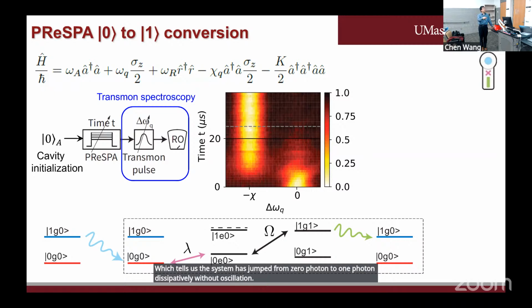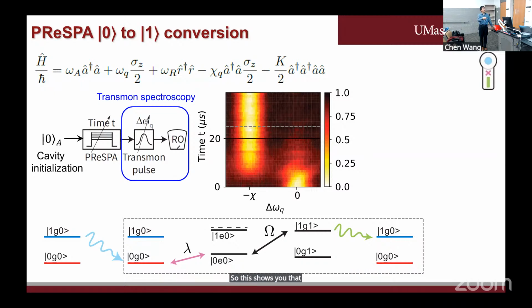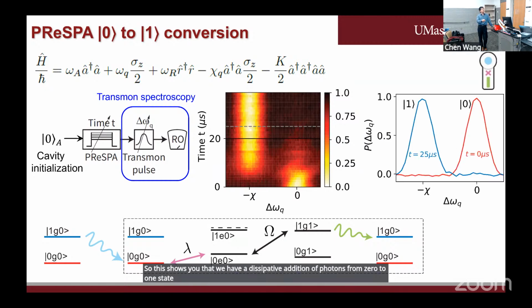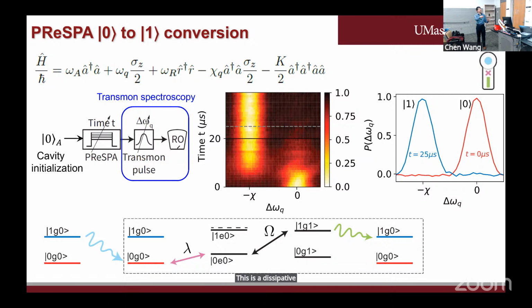So this shows you that we have a dissipative addition of photons from the 0 to 1 state. You can see that initially the cavity is at 0, and after 25 microseconds, the cavity jumps to the 1 photon Fock state. This is a dissipative process, and you can see there's no oscillatory behavior.